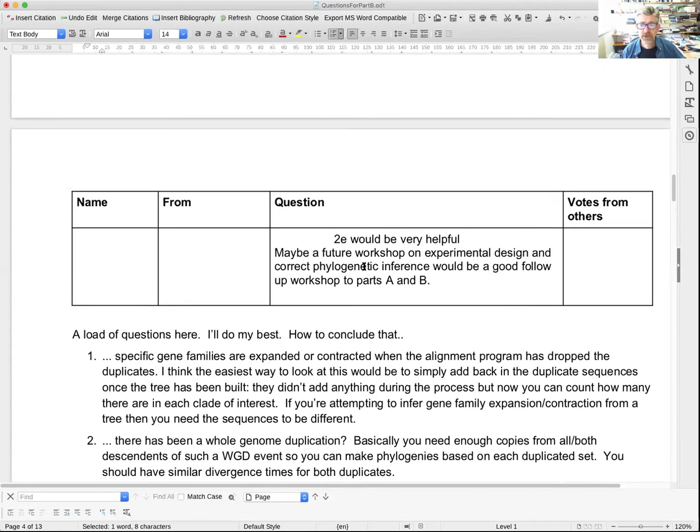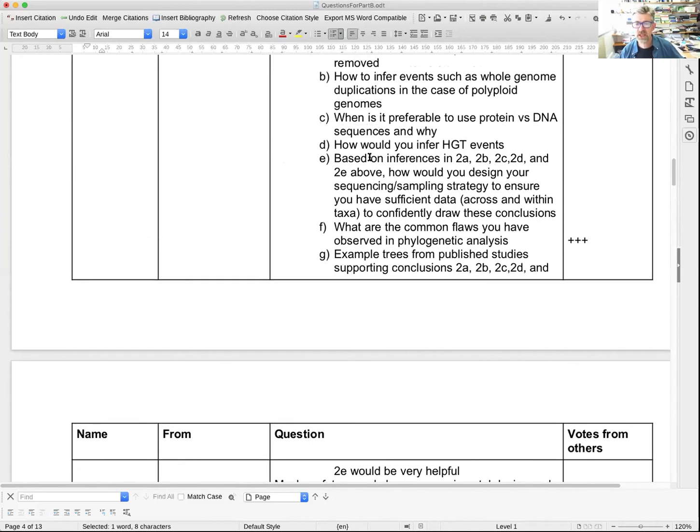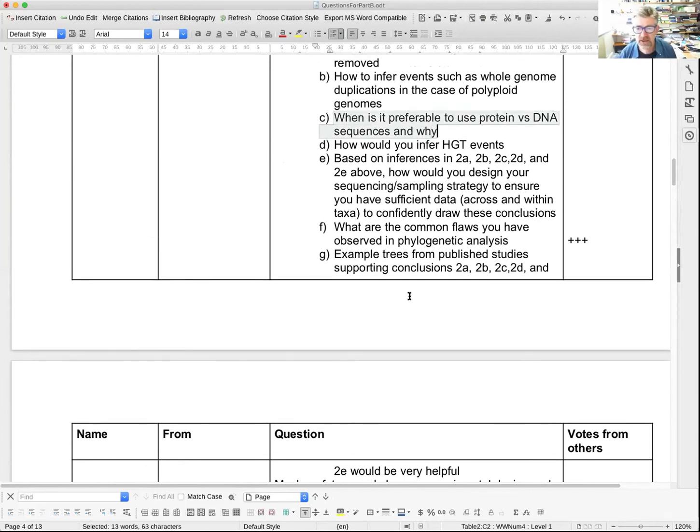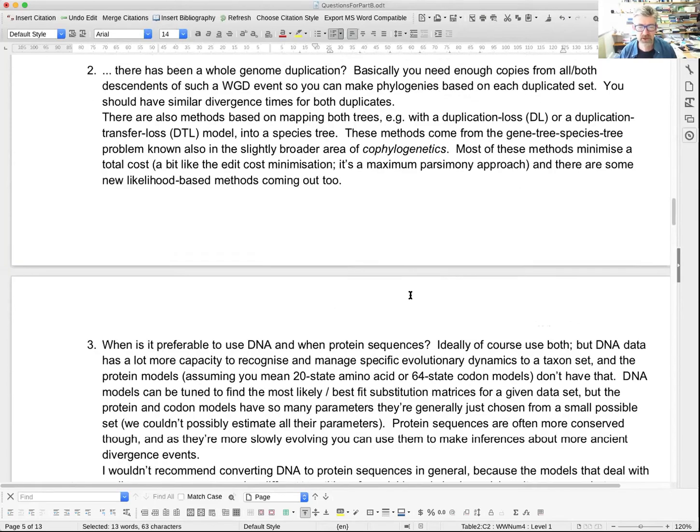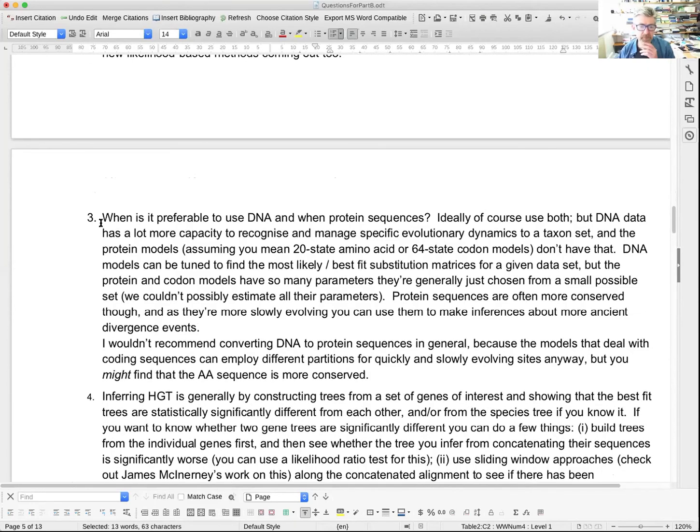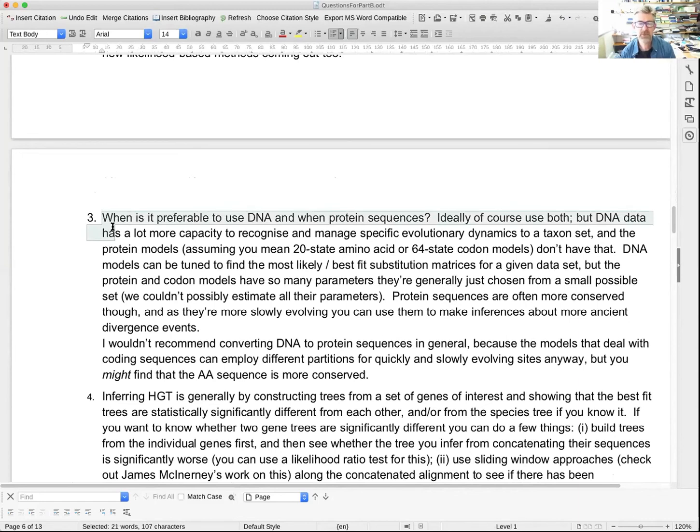The next part of the question is when it is preferable to use protein versus DNA sequences, and why. That's a good question. This is what I've got as number 3 down here. Ideally, I would say use both if you have both. Use all the data you have unless it's terrible, useless data.